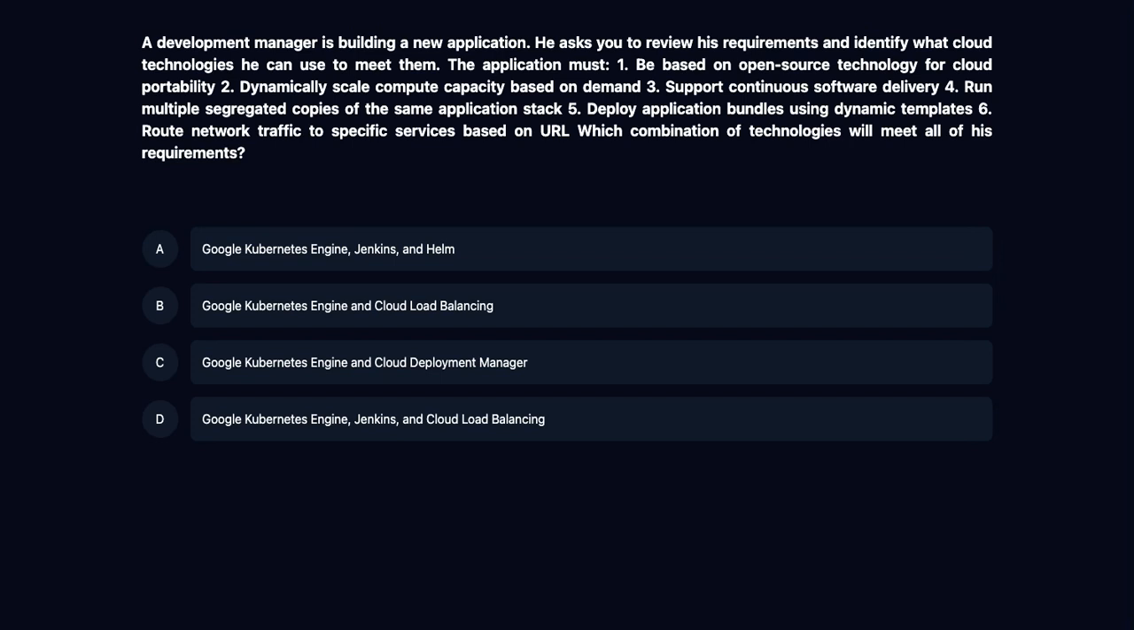6. Route network traffic to specific services based on URL. Which combination of technologies will meet all of his requirements? Option A. Google Kubernetes Engine, Jenkins, and Helm. Option B. Google Kubernetes Engine and Cloud Load Balancing. Option C. Google Kubernetes Engine and Cloud Deployment Manager. Option D. Google Kubernetes Engine, Jenkins, and Cloud Load Balancing.